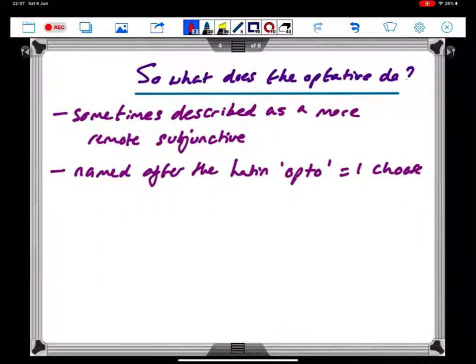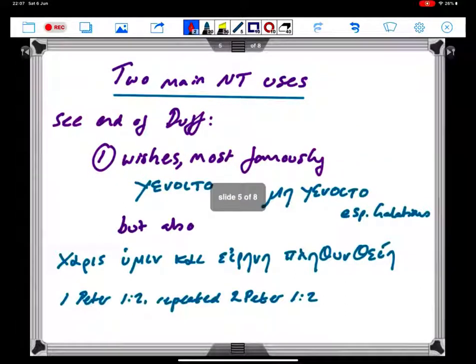What does the optative do? It's sometimes described as a more remote or unreal subjunctive, a more subjunctive subjunctive, named after the Latin opto, which means 'I choose', and in Latin the optative is indeed subsumed into the subjunctive, and its uses are covered by that. So we are thinking alongside that mood idea of making things more hedged, but there are some very specific functions that the optative provides in New Testament Greek. The last page of Duff covers these, and these are also covered in Dobson.